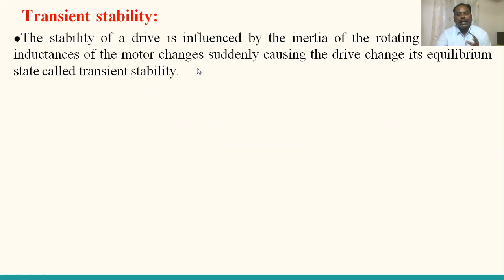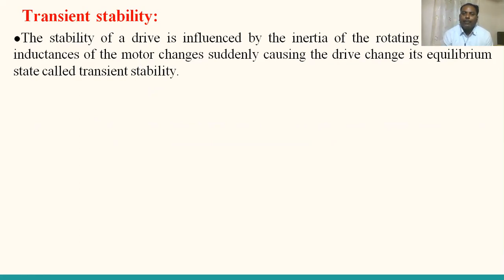The dynamics are because of the presence of the rotating masses as well as the inductance. So the stability of the drive changes suddenly, causing the drive to change its equilibrium. Call it transient stability. Transient or impulse, both will be the same. The behavior changes very drastically and very quickly comes to stability.